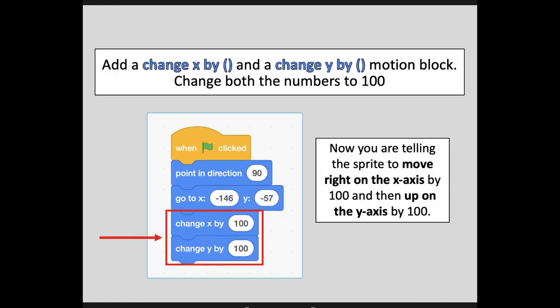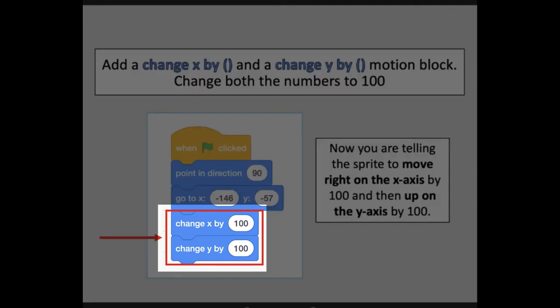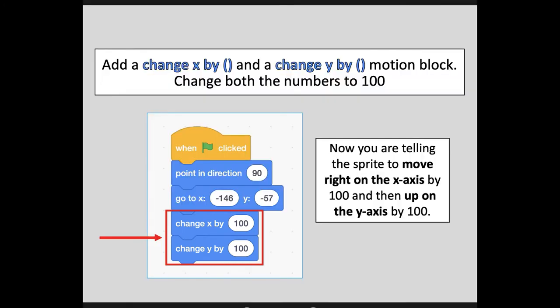I want you now to add a change X by and a change Y by motion block and change both of those numbers to 100. The idea here is we're telling the sprite to move right on the X-axis by 100 and then up on the Y-axis by 100. So this is a little bit different way to make our sprites move around that I want you to be familiar with.